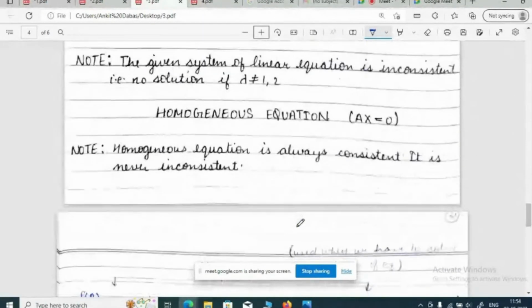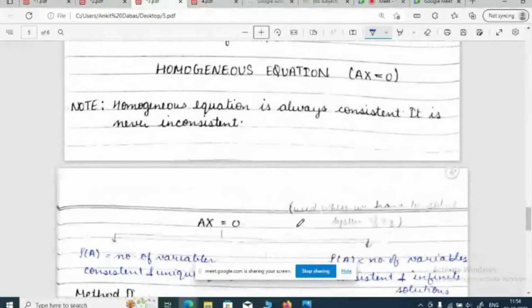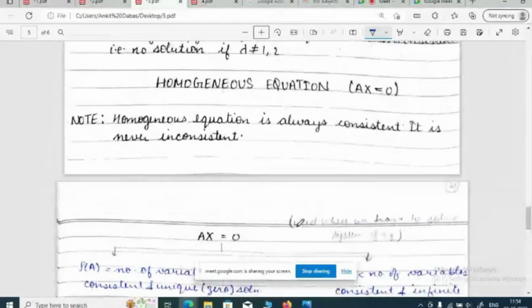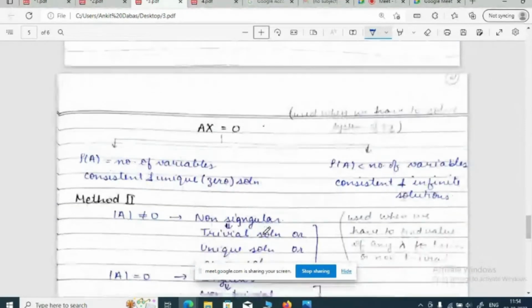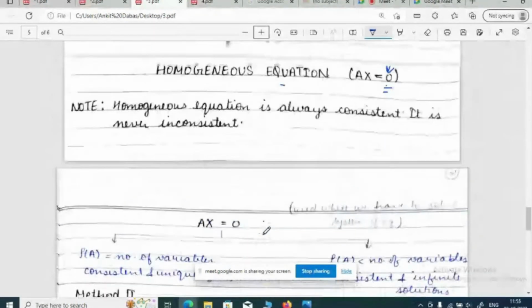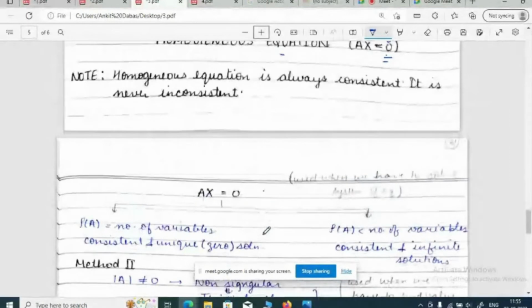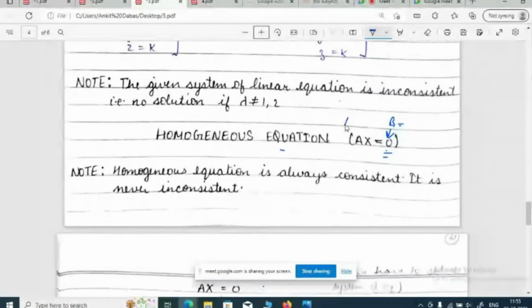Next is the homogeneous equation. Till now, we were considering the case of non-homogeneous equations in which this term, that is b, was not equal to 0. In case of homogeneous, if b is equal to 0, we say that the system is a homogeneous system. It has two possibilities. A homogeneous system will always have a solution because you can always take x to be equal to the 0 vector, and A into that 0 vector will always give you the answer 0. So homogeneous equations always have a solution.